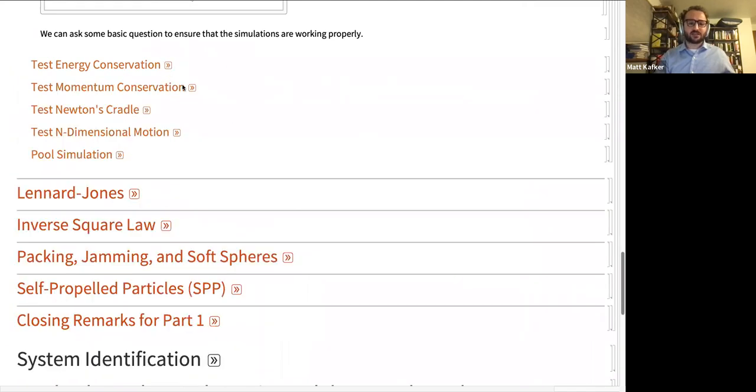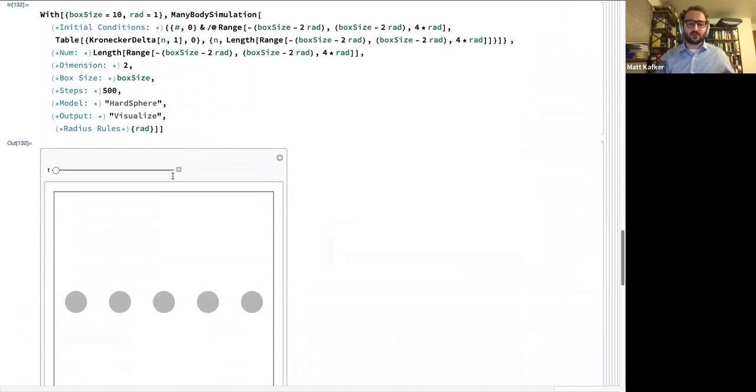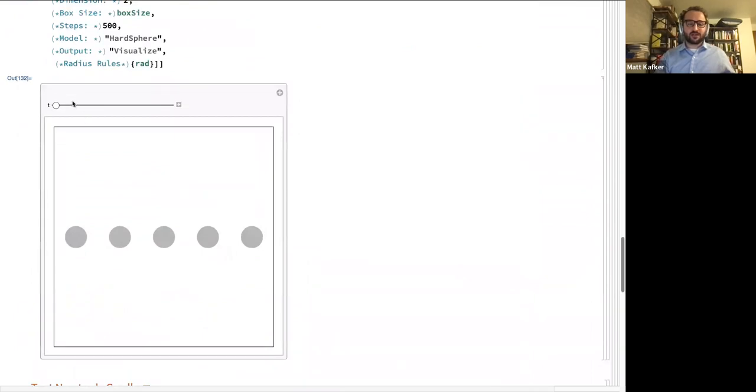Next thing you might want to ask is, is momentum conserved? So we might set up a situation like this where we have a linear configuration of spheres and we start one moving from the left. If we expect momentum to be conserved, we expect this transfer of the velocity particle by particle. And that is indeed what we see.